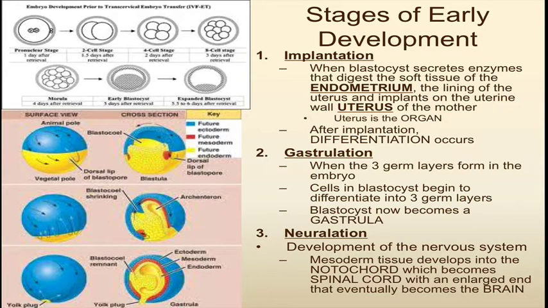What has to happen next is the formation of our spinal cord and our brain, and this is what we call neurulation. This is literally the development of the nervous system. So we'll begin to see that occur as well, and that would be our 3rd stage of embryological development.